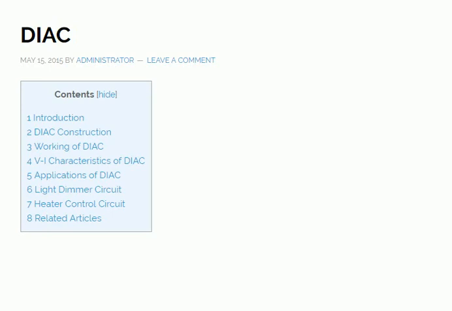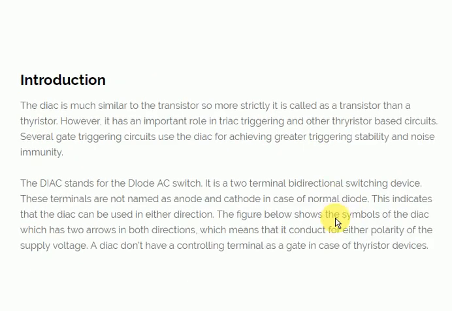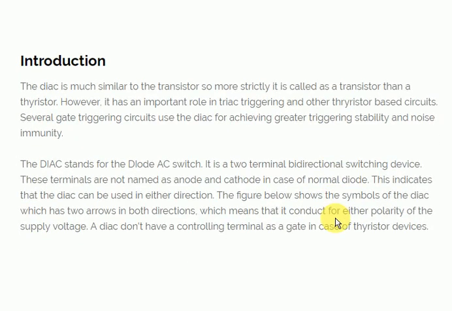In diac, we want to study introduction, diac construction, working of a diac, characteristics of diac, and application of diac. Then these three circuits are related to the application of diac, and I will discuss this topic later. First of all, we are discussing these five terms up to application of diac. Introduction: what is a diac and how does it work?